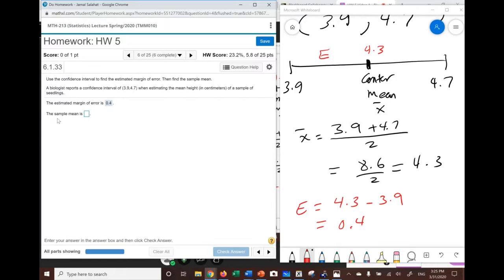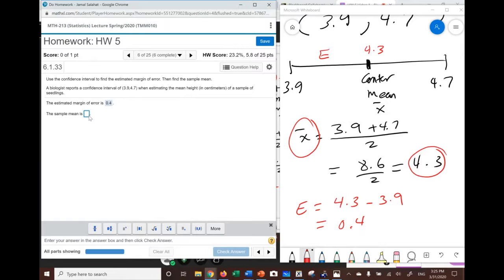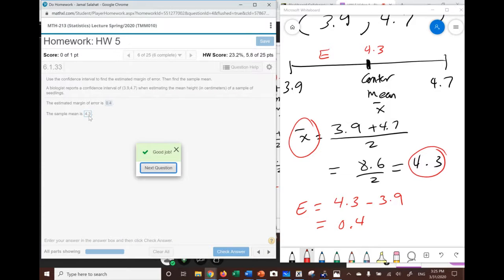Now the second thing asked for is, what is the sample mean? Notice that we already found the sample mean before we found the error. This is the sample mean. So the sample mean is the center always. So it's going to be 4.3. So you just put 4.3 there and you check the answer, and it's a good thing.